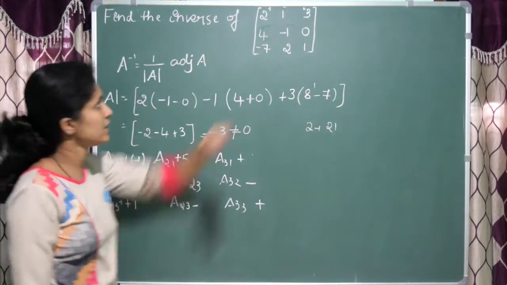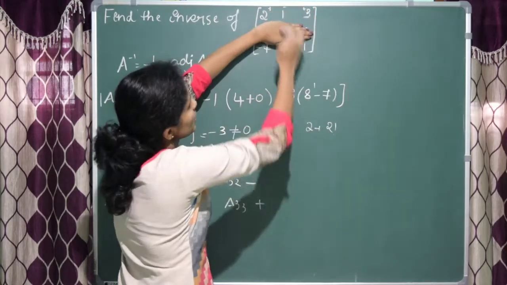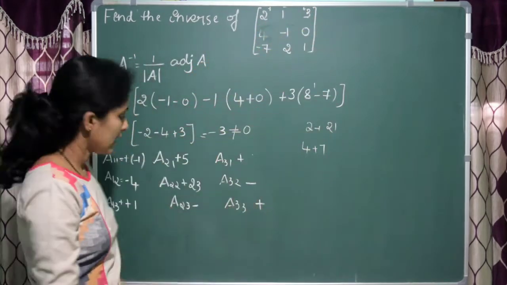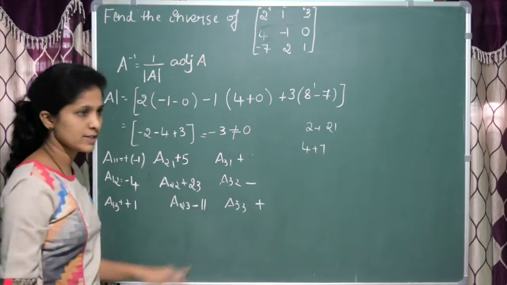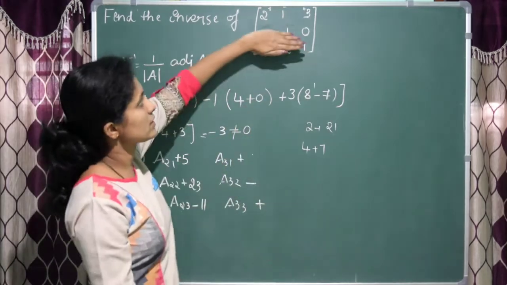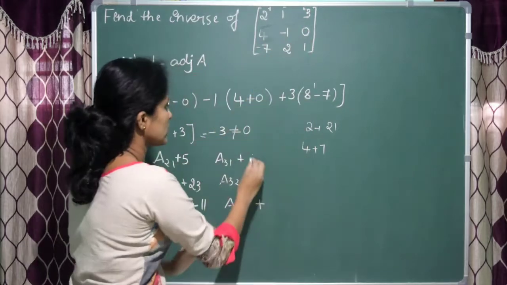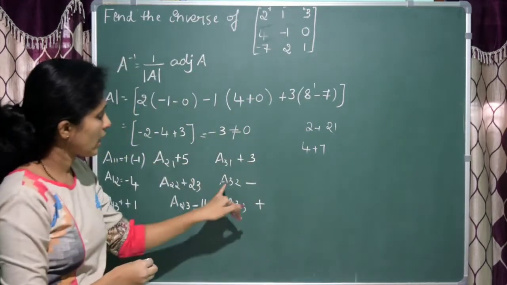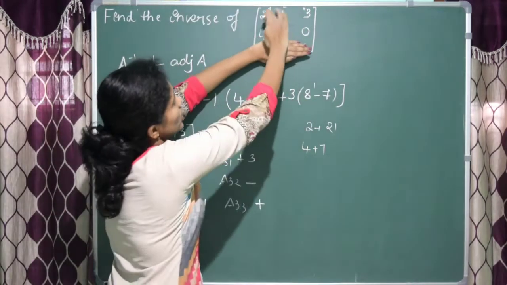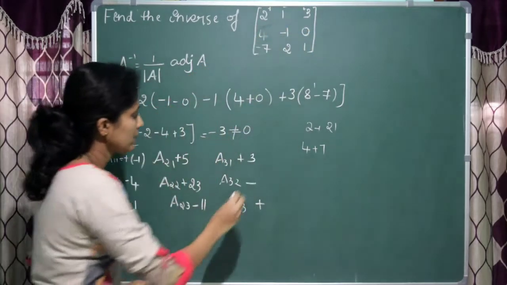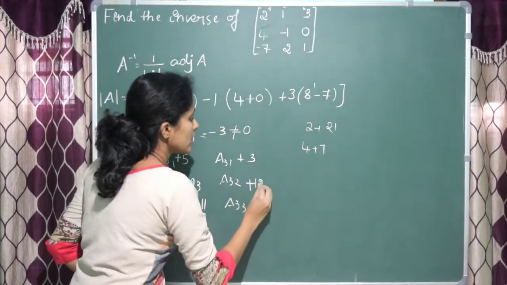Next A23. Delete second row and third column. So 2 into 2 will be 4 plus 7. 4 plus 7 will be 11. Is it clear? So this is equal to minus 11. Now A31. Delete third row and first column. So this is 0 plus 3. So this will be equal to plus 3. Now A32. Third row, second column. 2 into 0 will be 0. 4 into 3 will be minus 12. Right? Minus 12, minus into minus will be plus 12.